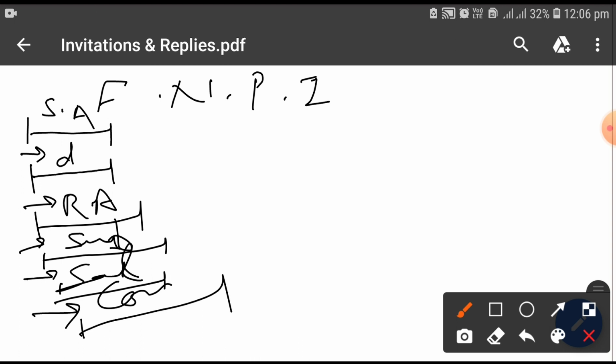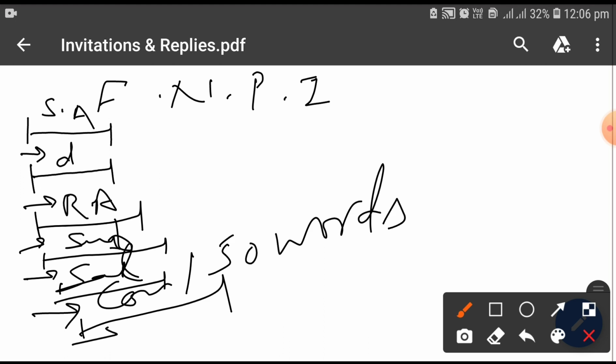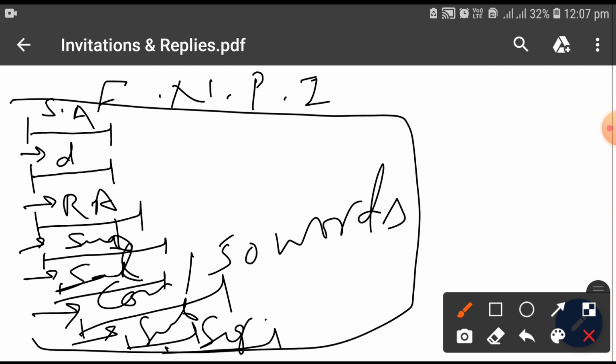But we should remember one thing, that content should not be more than 50 words. After that, we should leave one line between content and subscription. After that, we should mention signature. We should not leave any line between subscription and signature. After that, we should make a box. That is the structure of formal not printed invitation.